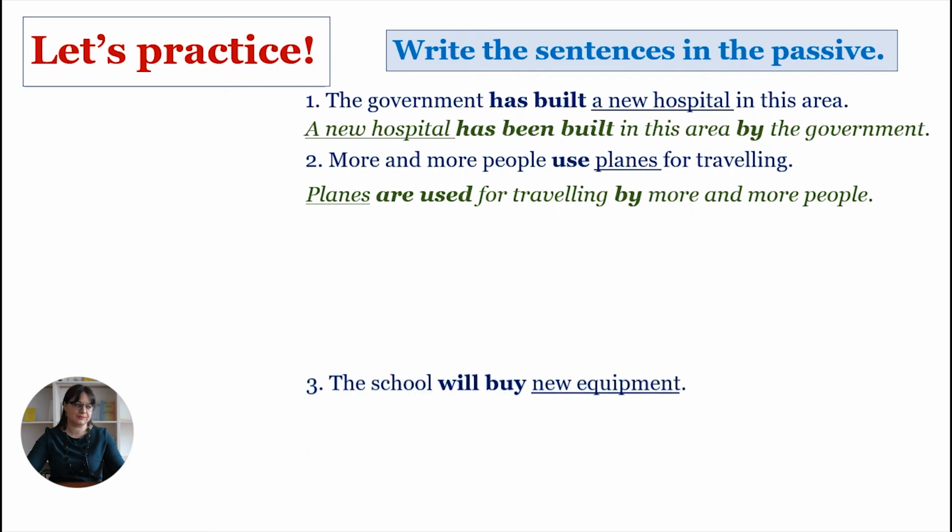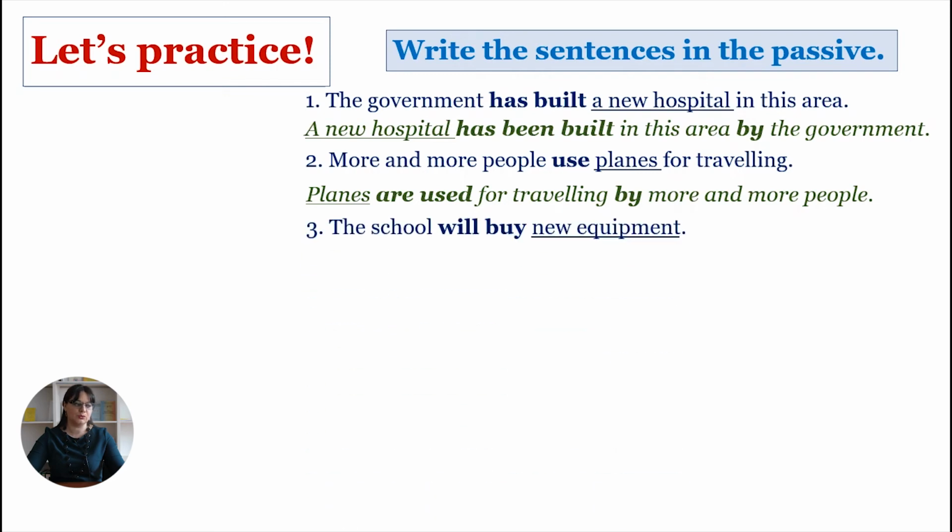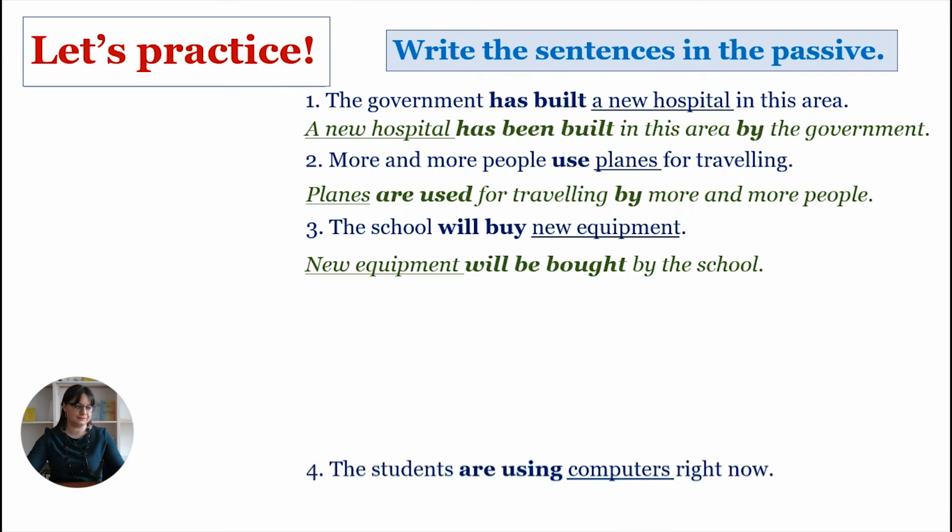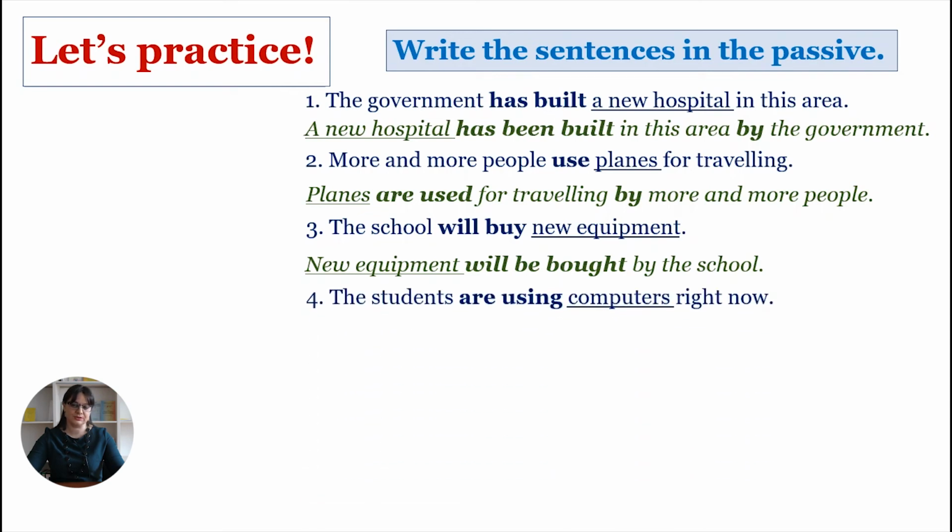Number 3. The school will buy new equipment. Let's check. New equipment will be bought by the school. Number 4 sentence. The students are using computers right now. Computers becomes the subject. Computers are being used right now by the students.